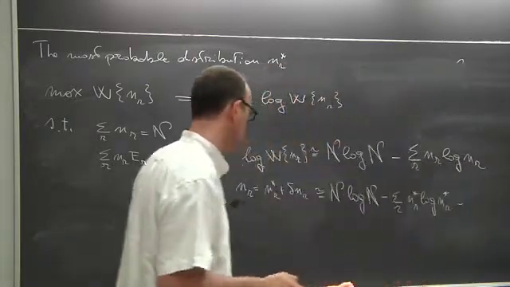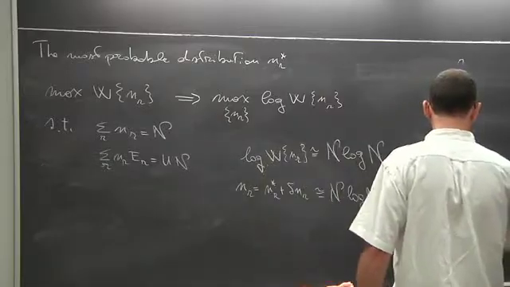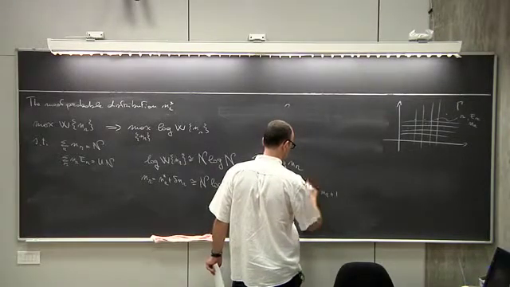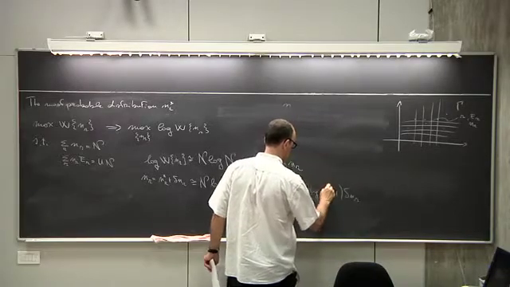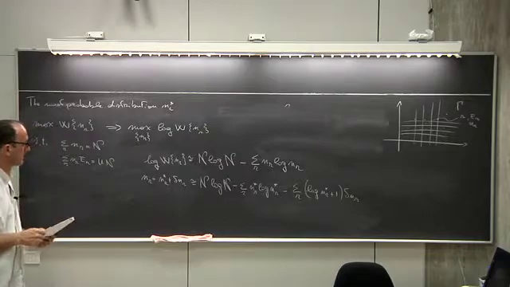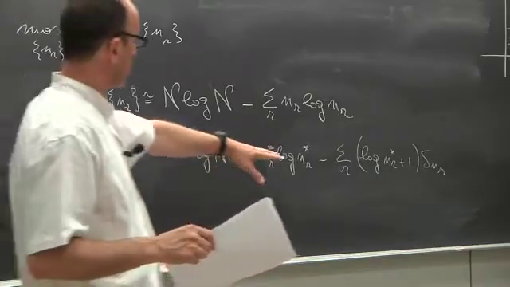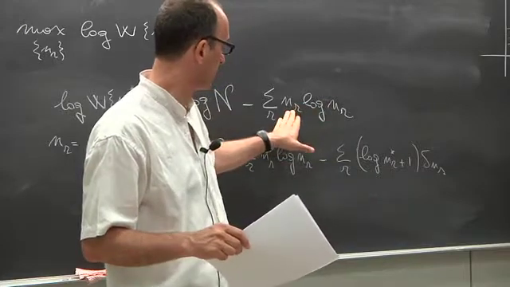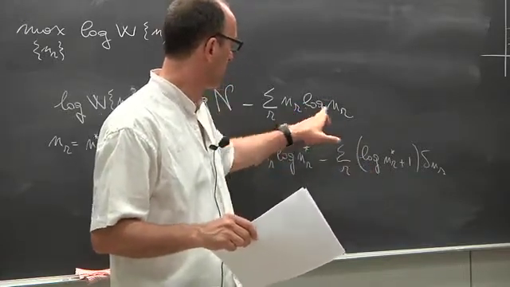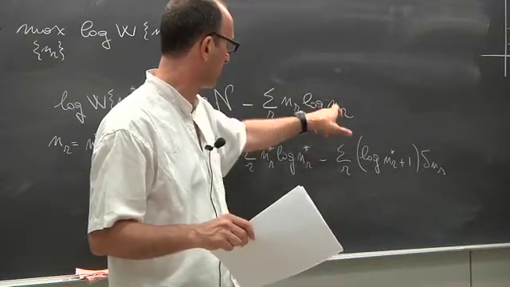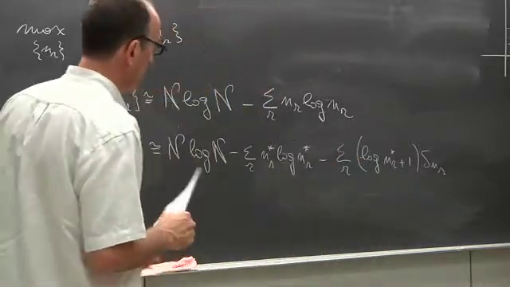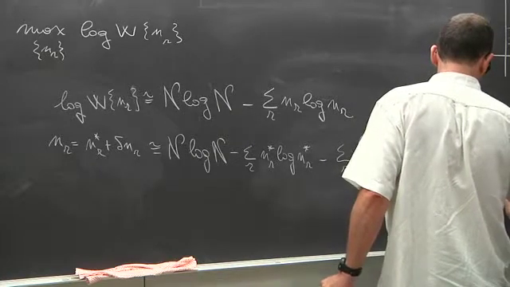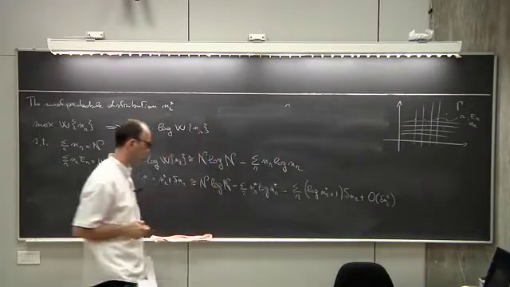And then the first order term will be the sum over r of log n r plus 1 times delta n r. This is just the derivative with respect to n r. When I take the derivative with respect to n r, you get log n r, and when you take the derivative of the log, you get n r divided by n r, which is 1. And there are higher order terms.